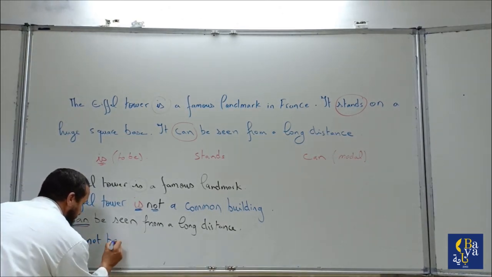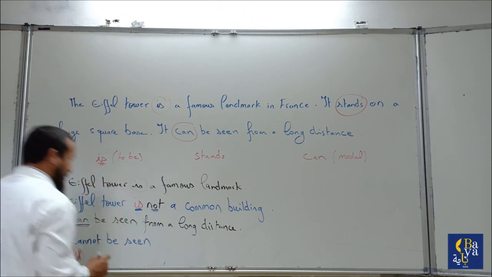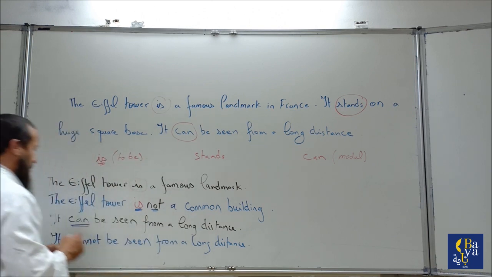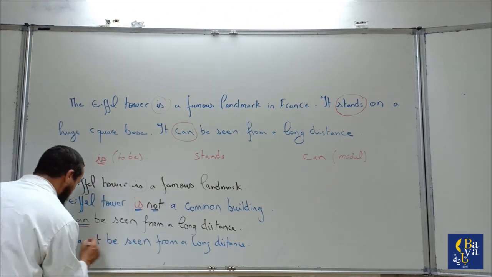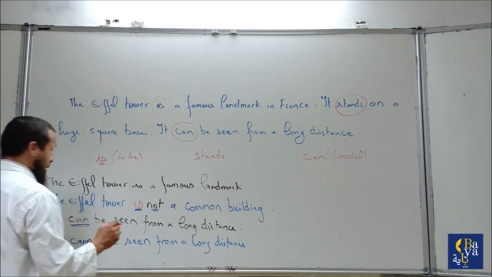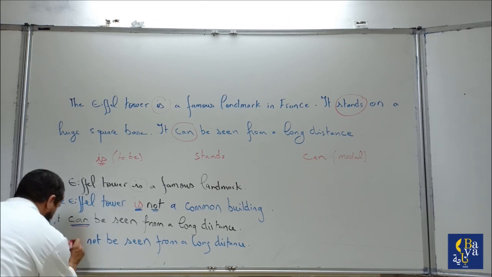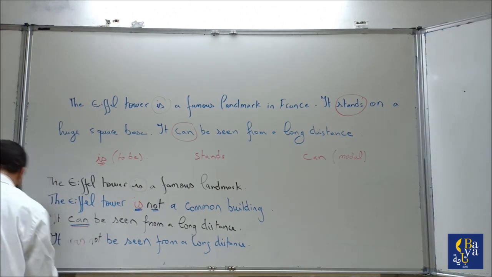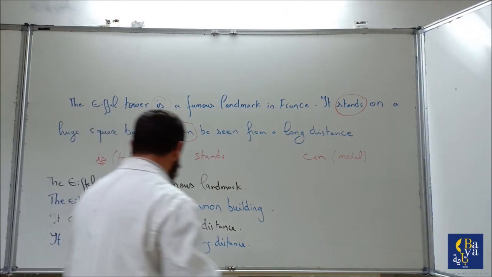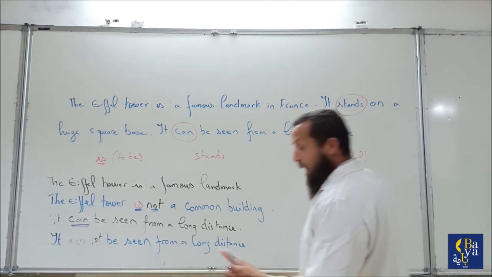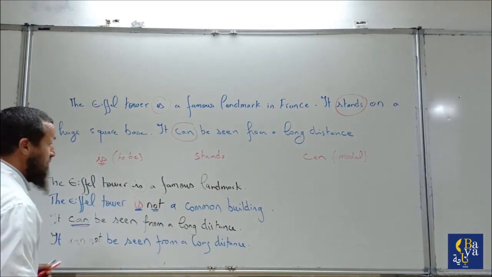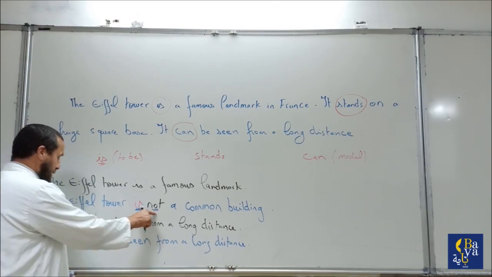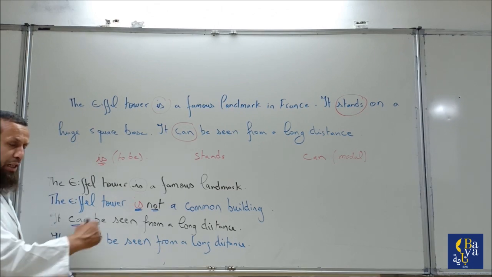It cannot be seen from a long distance. So here, between the subject and be, we put cannot, like this. It cannot be seen from a long distance. As we can see, it's the same way of negating the verb to be and can. Is not, can not. Is not and can not.